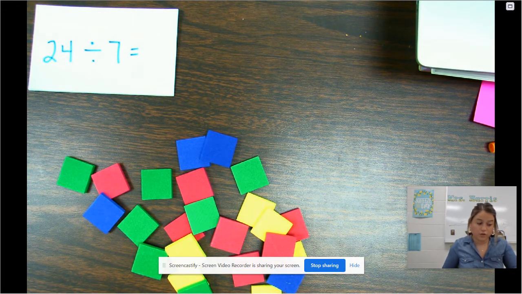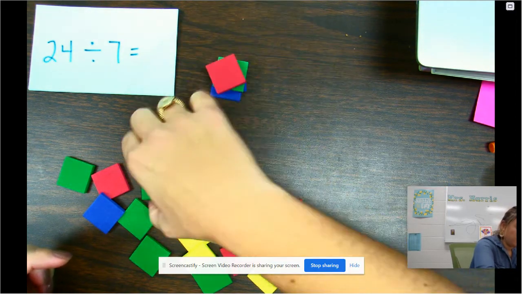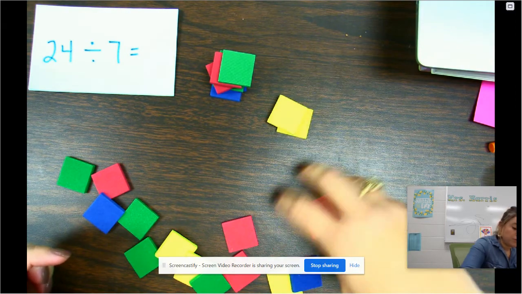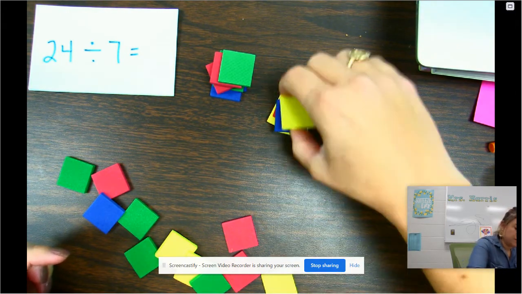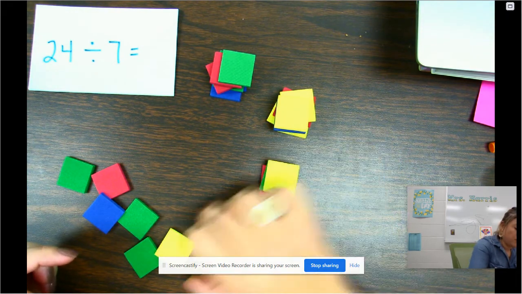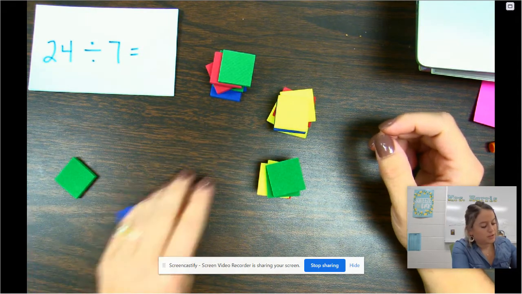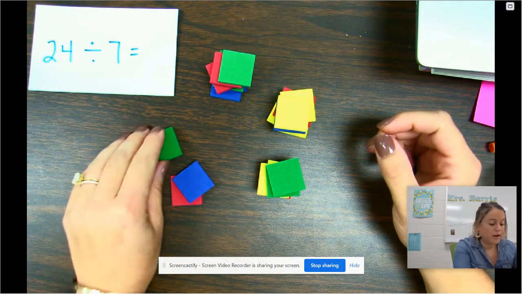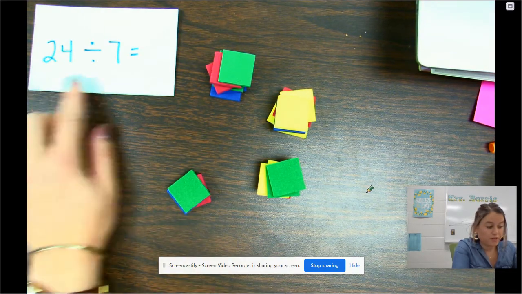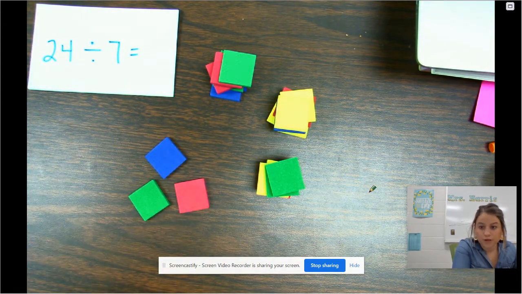Okay, so I have my 24. I'm going to make them into groups of 7. I'm going to stack 1, 2, 3, 4, 5, 6, 7. There's one group. There's another group. There's another group, 1, 2, 3. So I can't make my 4th group. I got my 3 groups. So 24 divided by 7 is 3 with a remainder of 3.